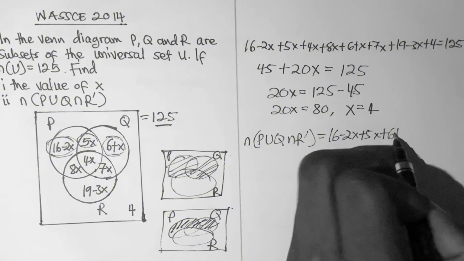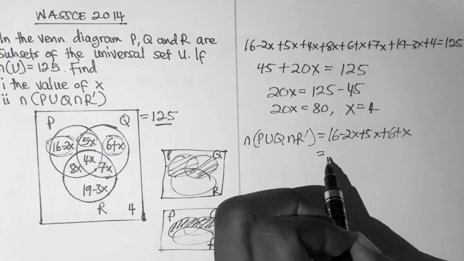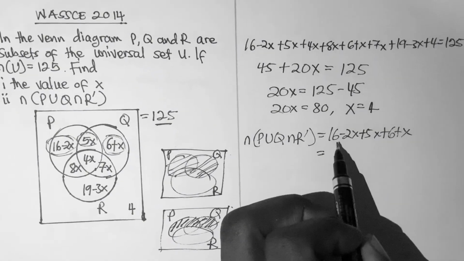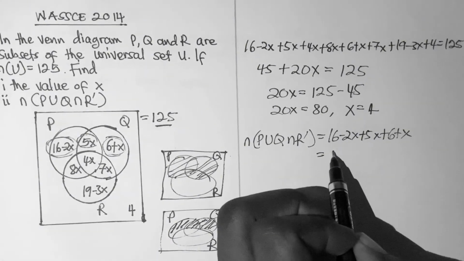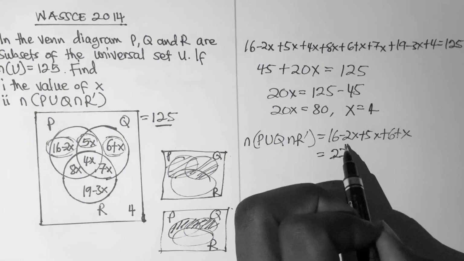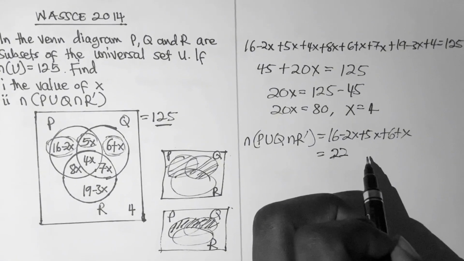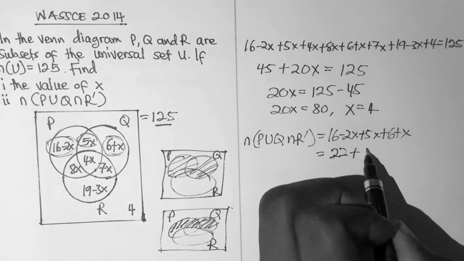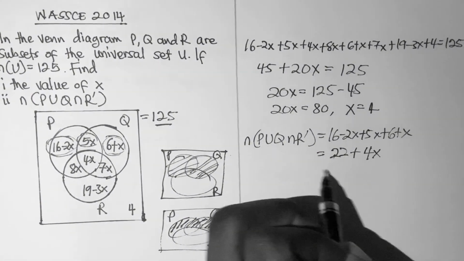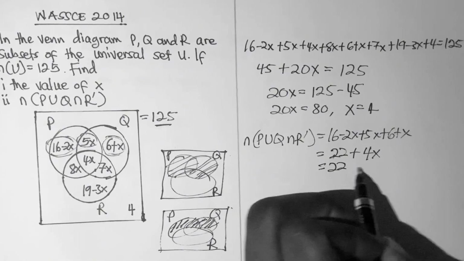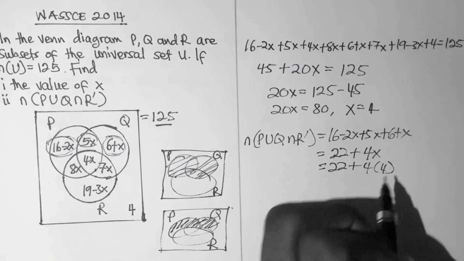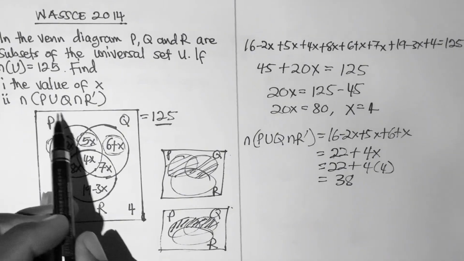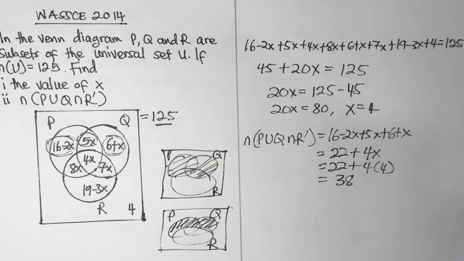plus 6 plus x. So this is equal to 16 plus 6 is 22. So here is going to give us 22, and then minus 2x plus 5x is plus 3x, and plus x will give us plus 4x. But we know that x is equal to 4, so this becomes 22 plus 4 times 4, and that is going to give us 38. So number of P union Q intersection R prime is 38.